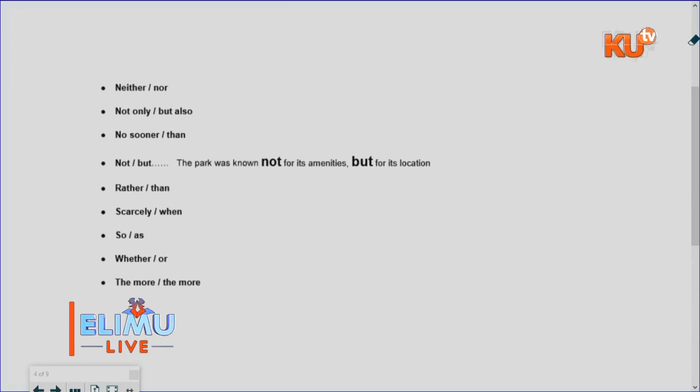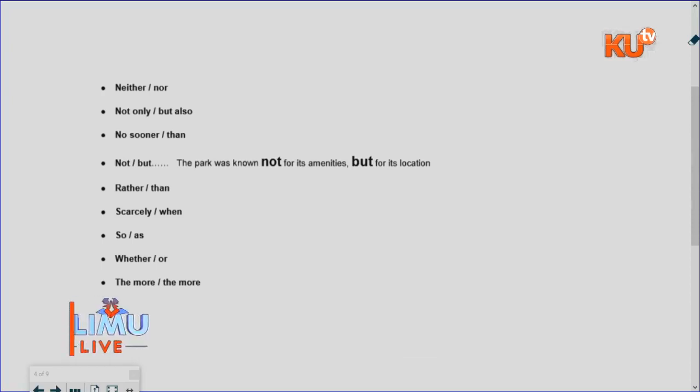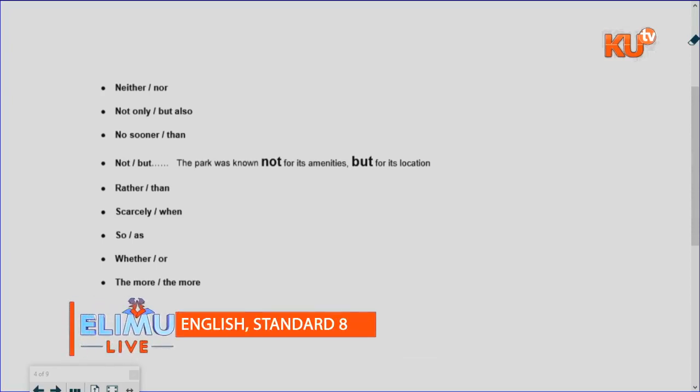Correct. So let's move forward to another interesting example, that is rather than. Let me give an example. I would rather be poor than be corrupt. So I'd rather be poor than be corrupt. Those two independent clauses are joined using this pair of correlative conjunctions, rather than.